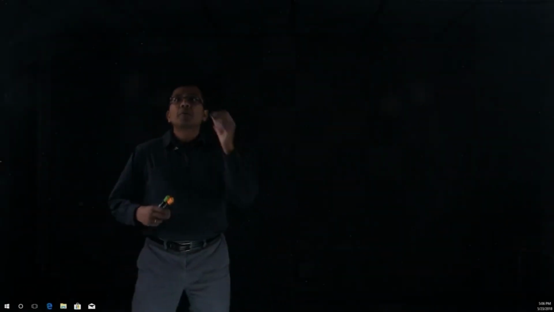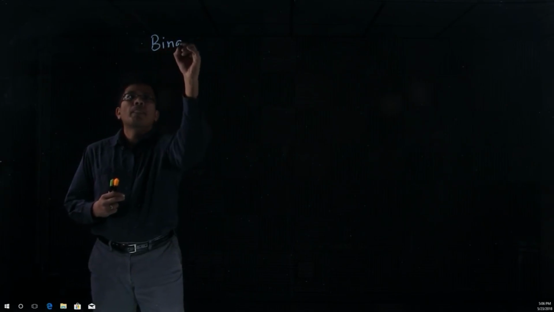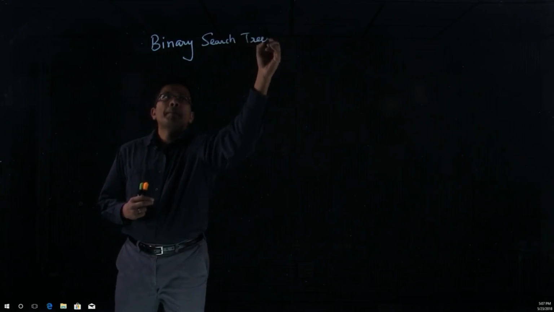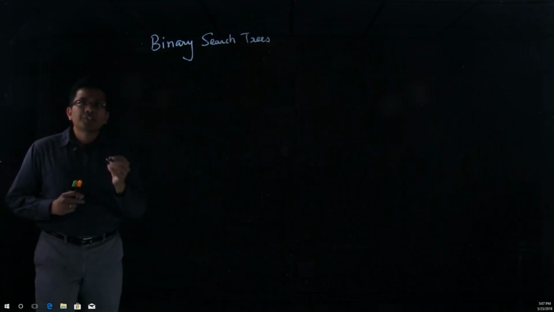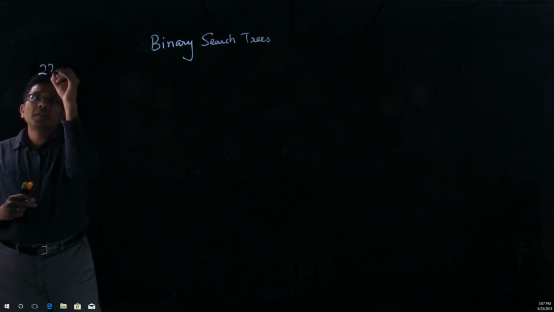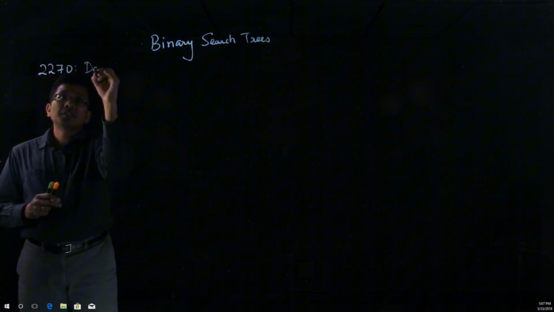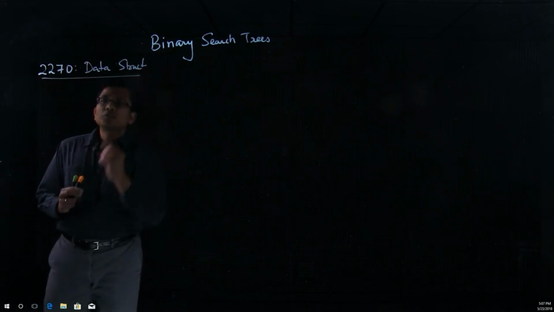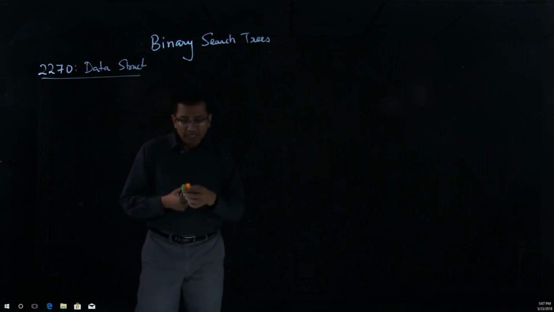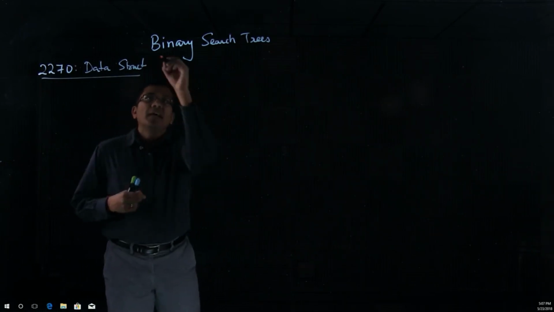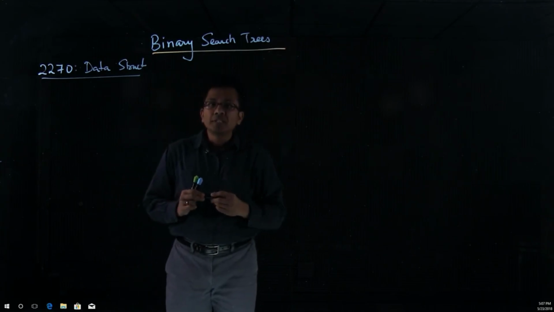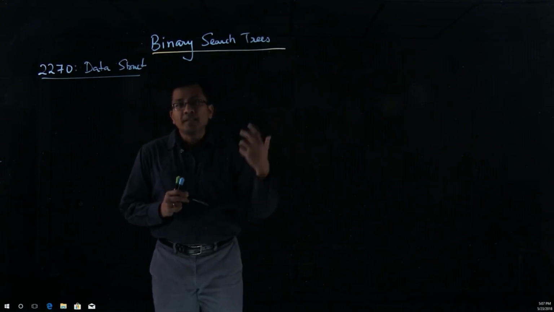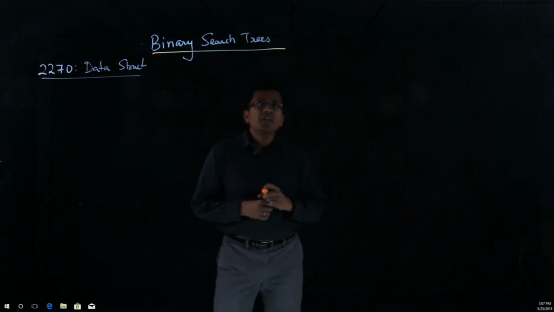Okay, so we are going to talk about binary search trees. Binary search trees are a data structure that you should properly learn in your 2270 data structures class. But they are so important and so useful, and they appear all over the place, that it's worth talking about binary search trees in an algorithms class, because many algorithms will be built on top of binary search trees. So therefore it is very, very important.